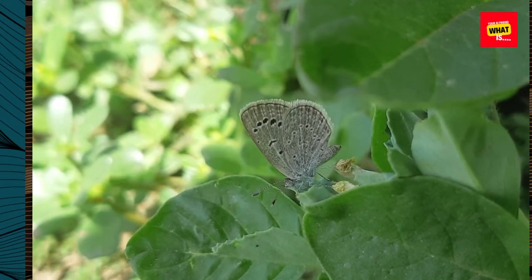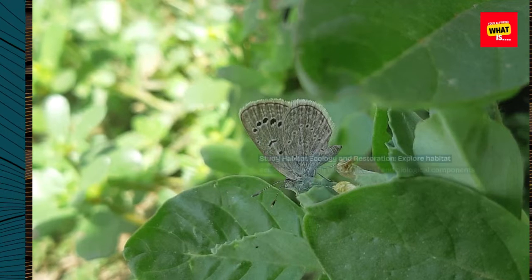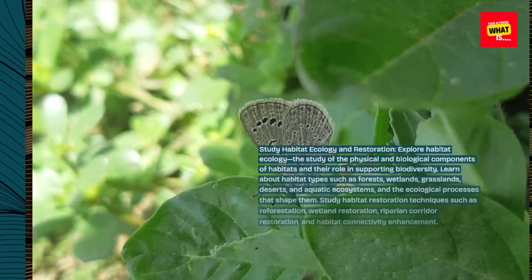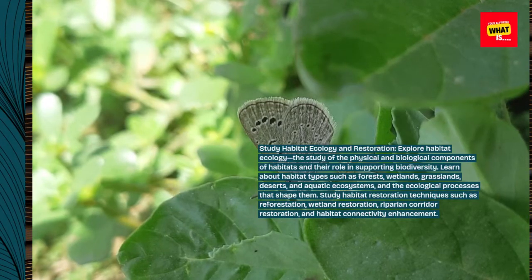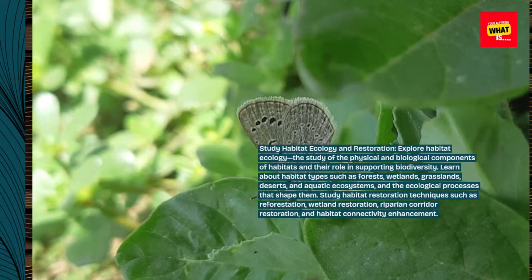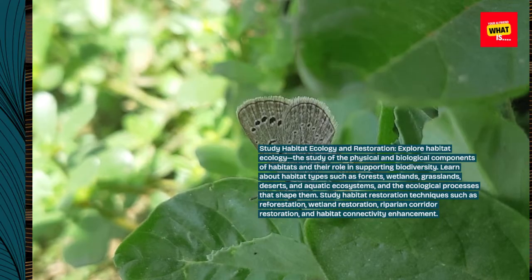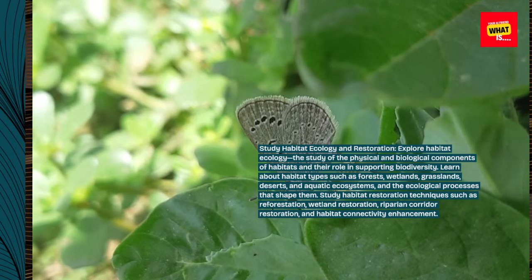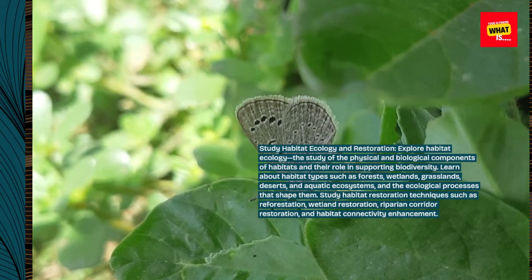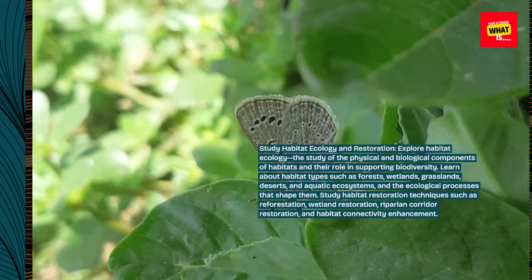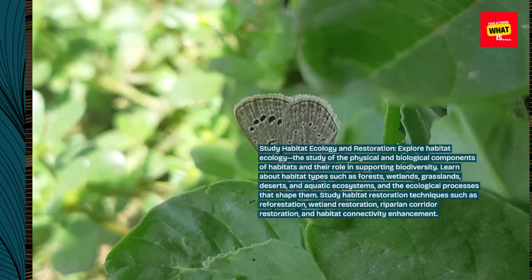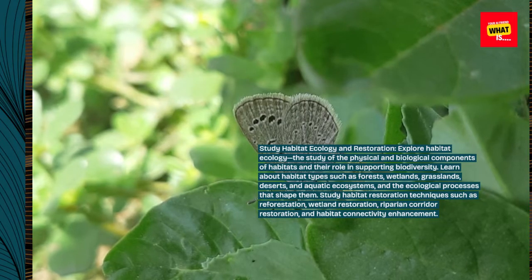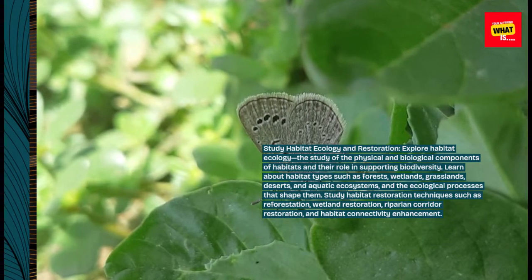Study habitat ecology and restoration. Explore habitat ecology, the study of the physical and biological components of habitats and their role in supporting biodiversity. Learn about habitat types such as forests, wetlands, grasslands, deserts, and aquatic ecosystems, and the ecological processes that shape them. Study habitat restoration techniques such as reforestation, wetland restoration, riparian corridor restoration, and habitat connectivity enhancement.